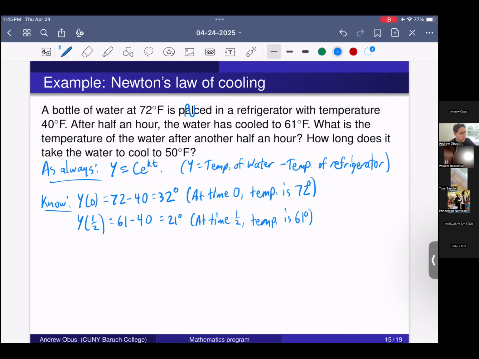So y of 0 equals 32 degrees. What does that tell us? That tells us 32 is equal to c times e to the k times 0. Or in other words, c equals 32.